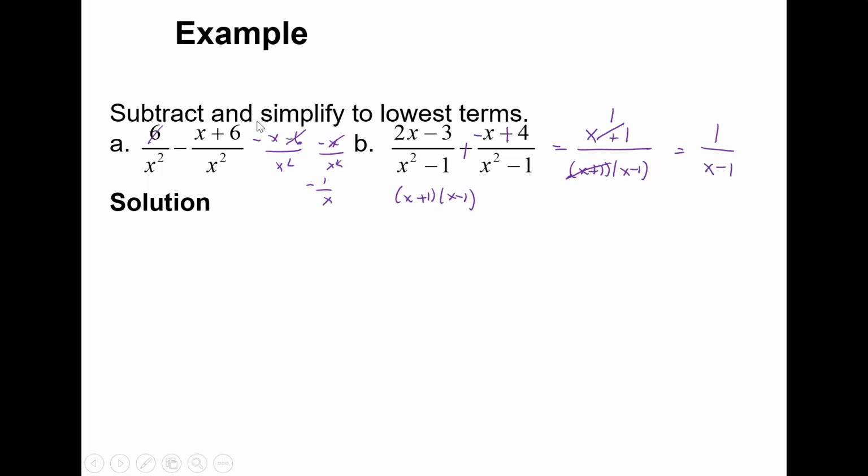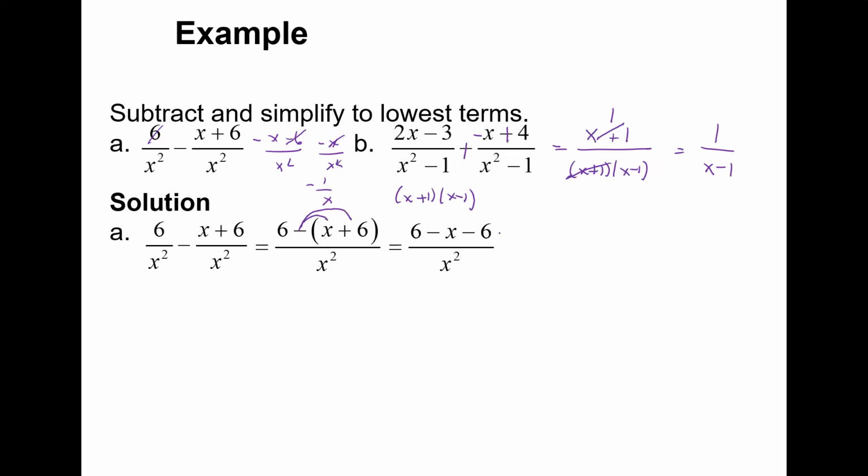All right, so now let's see how they want to show it in the book. Well, in the book, they go ahead and say, okay, that's going to be 6 minus that. And again, like I said, what we're going to do is distribute this. And so we're going to get 6 minus x minus 6. Now our 6's cancel. And so we get minus x over x squared. Now our x cancels and we get a minus 1 over x.